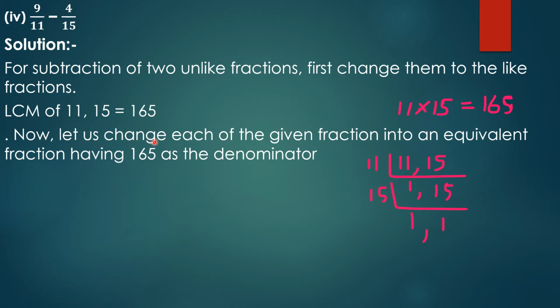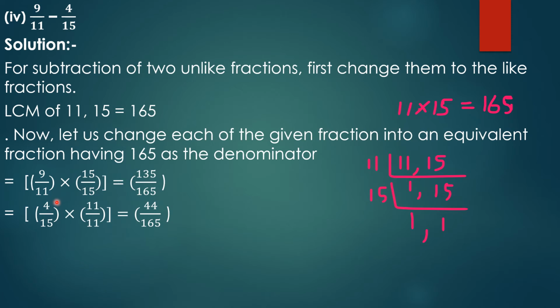Now let us change. What we have to do next? We have to change the given fraction into equivalent fraction having 165 as the denominator. How to convert that? Write down 9 by 11 into 15 by 15, because here we have denominator 11 and 11 into 15, it will become 165. Therefore the numerator also should be multiplied by 15. Therefore 9 into 15 equals 135 and 11 into 15, it will become 165. Therefore 9 by 11 became 135 by 165.